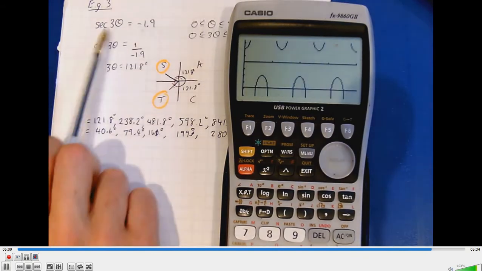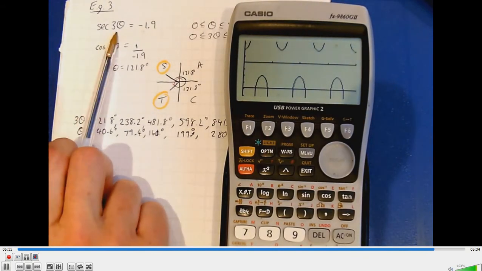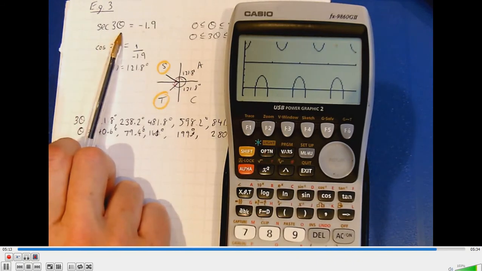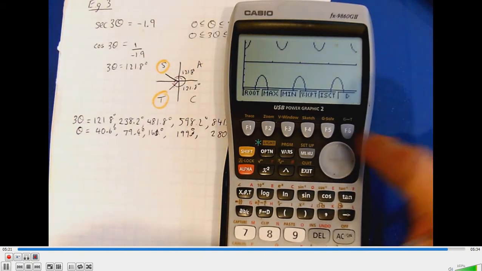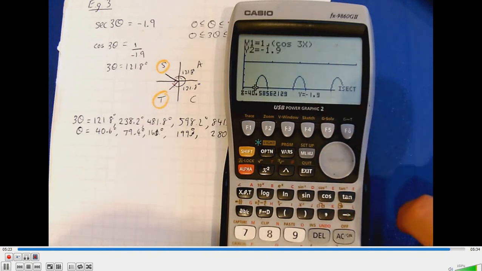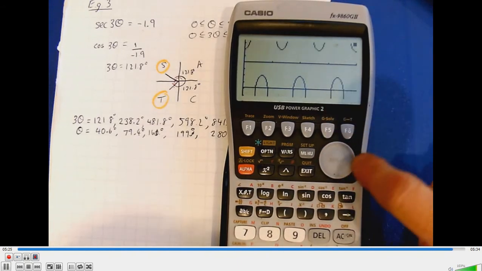We know that it's a stretch of sec in the x direction, scale factor a third, so we've squashed up the sec graph, which makes sense. We do g-solve and we do intersect, and there we go. We can step ourselves through our 6 different solutions.